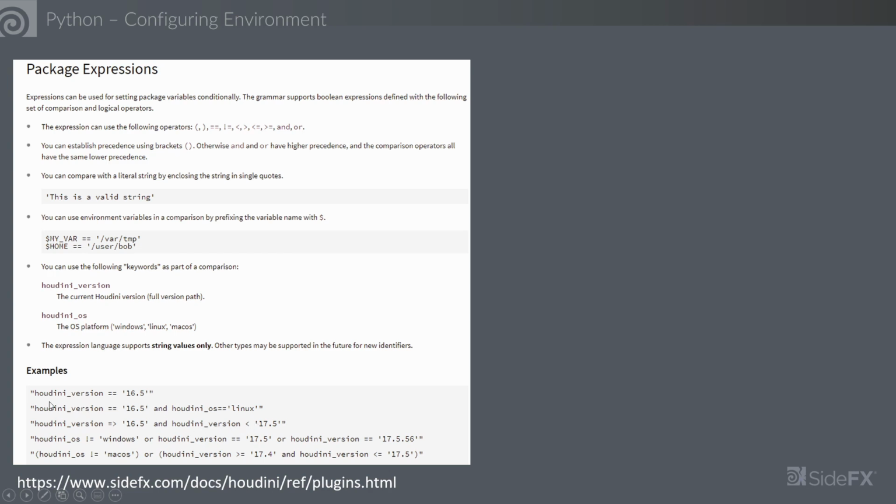So a couple of examples. We have Houdini version equals 16.5. Houdini version equals 16.5, and the OS is Linux, so this is already more complex. We can check if the Houdini version is between a specific version. In this case, if it is larger or equal to Houdini 16.5 and smaller than 17.5, this means that this package will only be loaded in 16.5 or 17. We can check if the OS is not equals Windows, or if the Houdini version is 17.5, or the Houdini version is equal to a specific version.